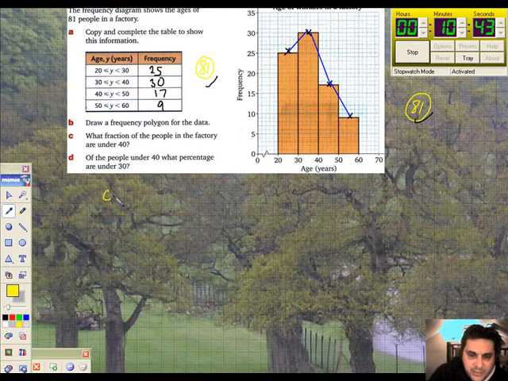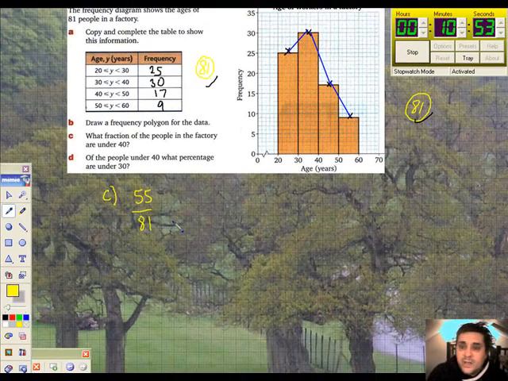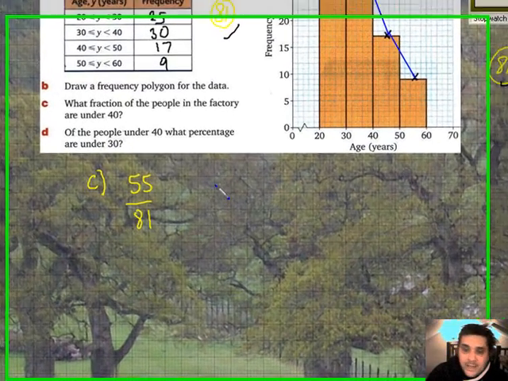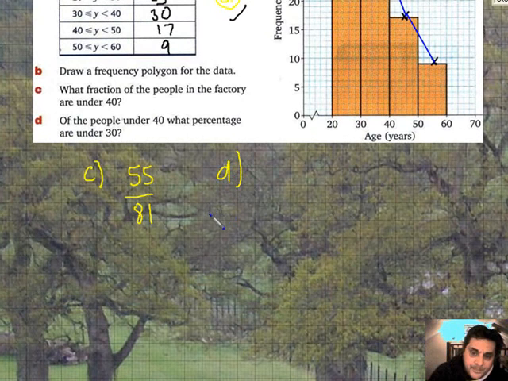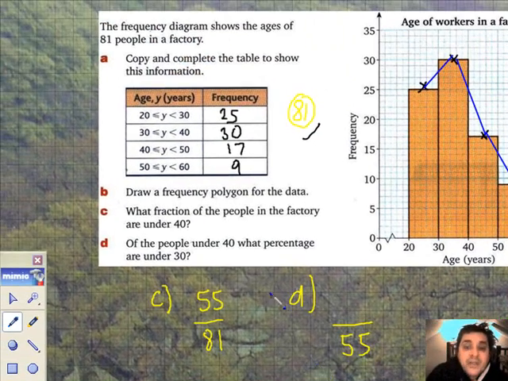So I'm now going to do part C, what fraction of the people in the factory were under 40. I've got 55 over 81, and I don't think that can be simplified. Okay, I know I've got 81, it says so over there, and we're going to do part D over here now. Of the people under 40, in other words, I've got 55 people who are under 40, and of these people here, it says what percentage are under 30.